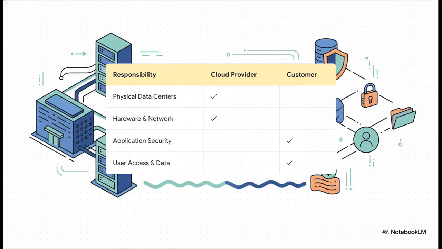This brings us to the single most important concept in all of cloud security, the shared responsibility model. Think of it like this. The cloud provider is responsible for the security of the cloud, the physical buildings, the hardware, but we, the customer, are responsible for security in the cloud, our data, our applications, and who has access to them. They secure the building, but we have to remember to lock our own apartment door.